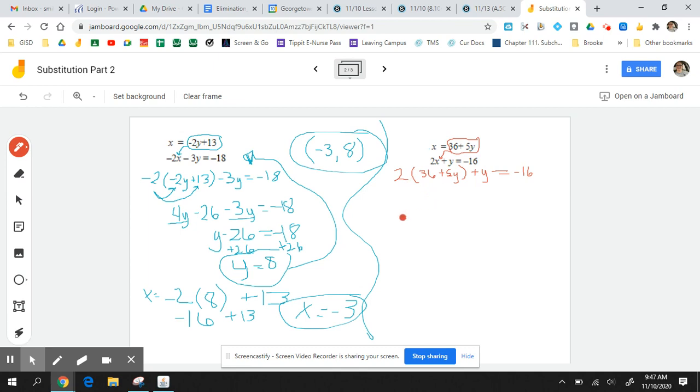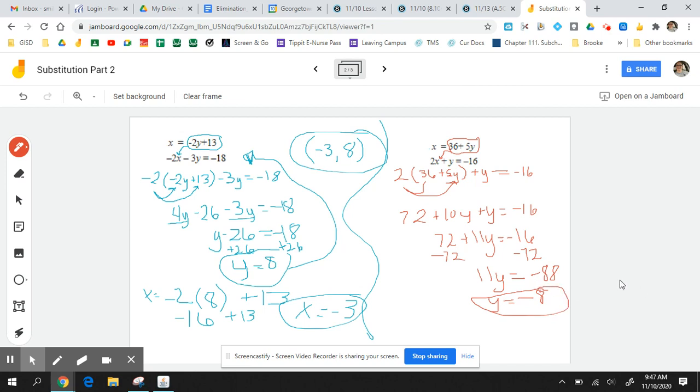All right, so hopefully you got this and you distributed the 2 to everything. And you got 72 plus 10y plus y equals negative 16. So you should have gotten 72 plus 11y equals negative 16. Move that 72 to the other side. Bring down your 11y. Combine those to be negative 88. And y equals negative 8.